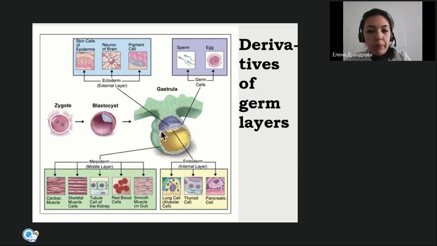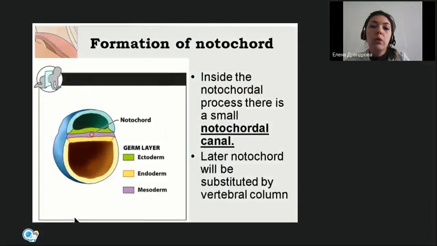Like, for example, ectoderm gives origin to skin cells of epidermis and to the nervous system and pigment cells. And then mesoderm gives origin to muscles, cardiac, skeletal, smooth muscles, and also to the organs of the urinary system, as well as red blood cells. And endoderm gives origin to lung cells, to thyroid cells, so to some cells of parenchymatous organs and pancreatic cells, and also it gives origin to the epithelial layer of the digestive tract. Not only the digestive tract and the respiratory tract, but the epithelial layer of hollow internal organs.